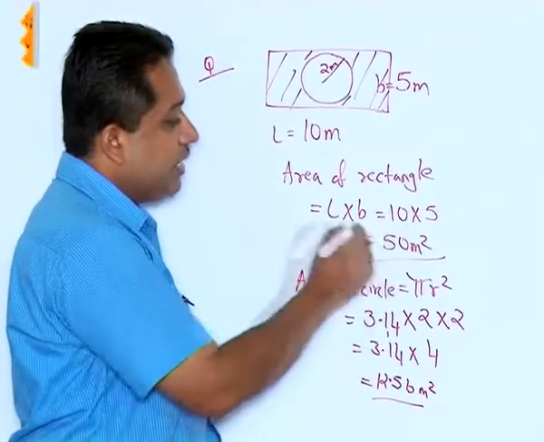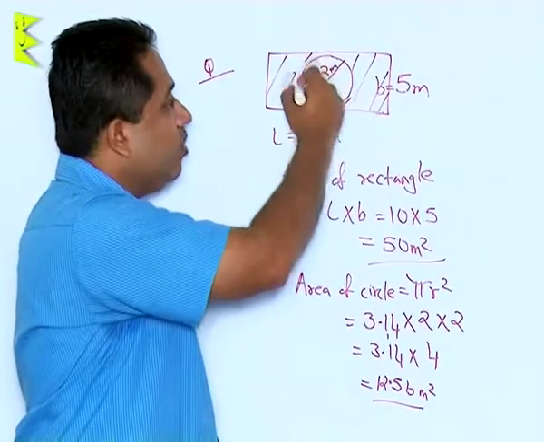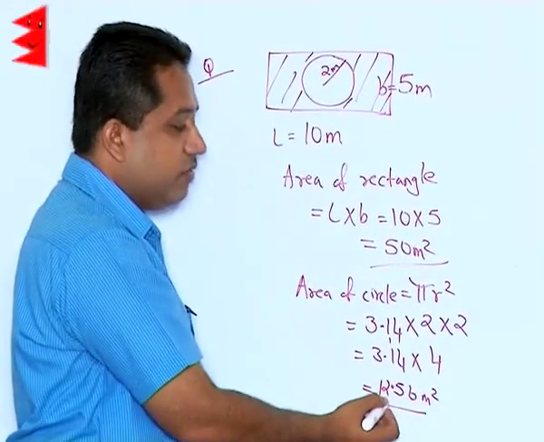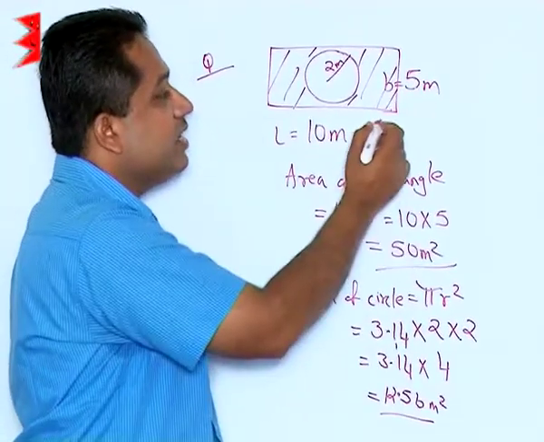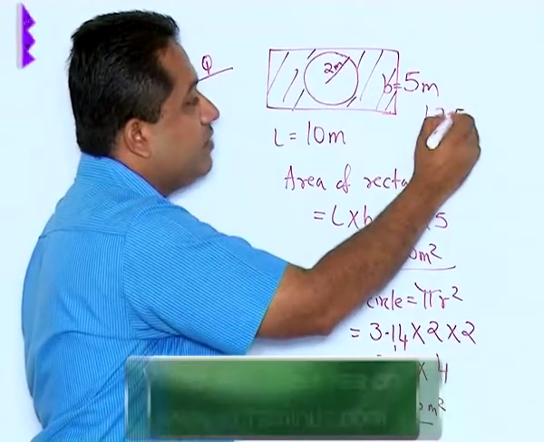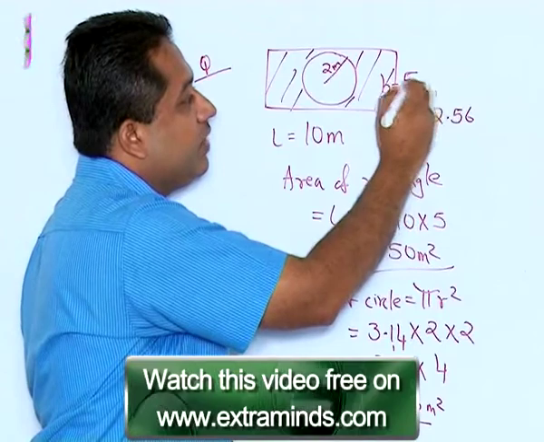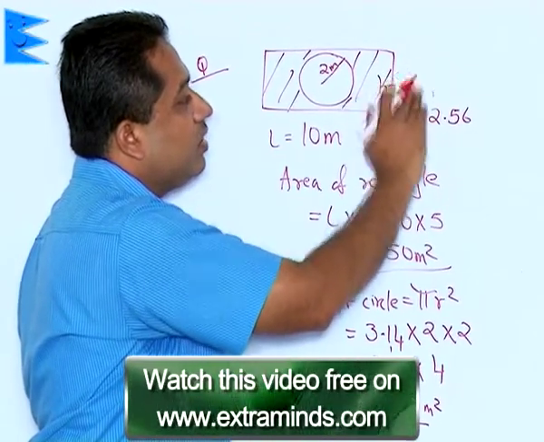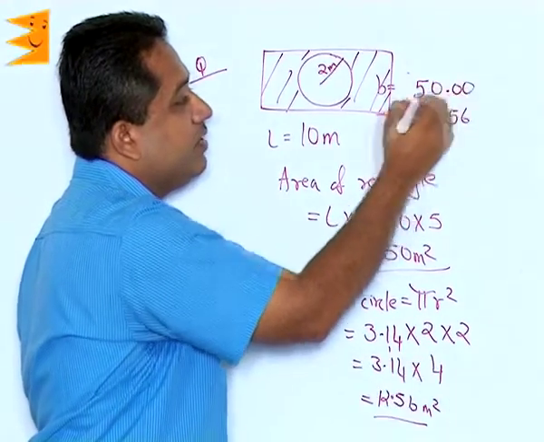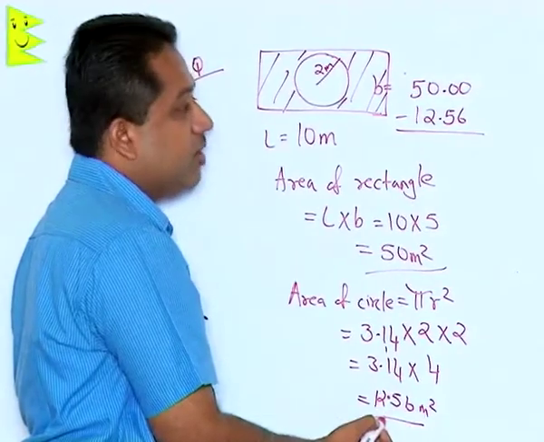So the area of the rectangle we have found out as 50, that is the total area here, and the area of the circle by using the pi r square formula we have found out as 12.56. Therefore the shaded area is found by subtracting this from 50, the area of the full rectangle. So we get 50.00 minus the area of the circle 12.56.